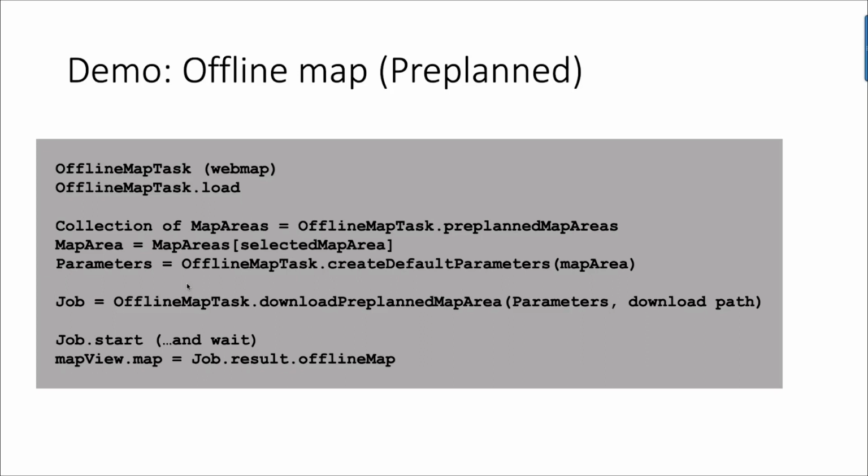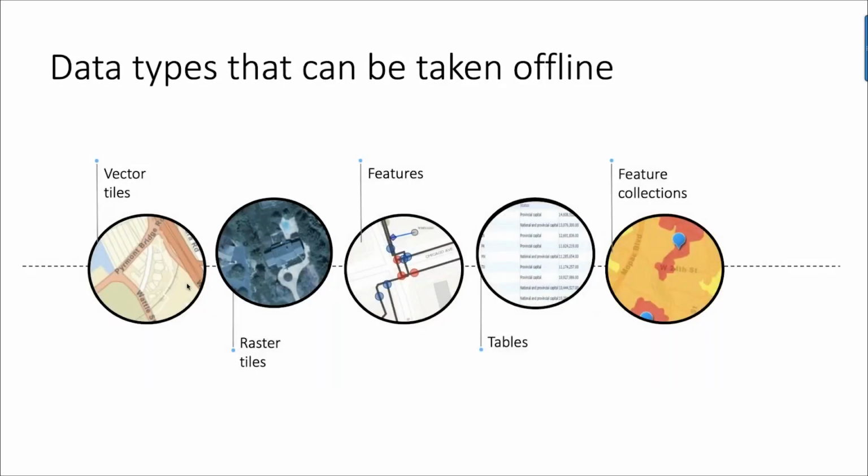And once you have that user interface and you've got things defined, the approach is very similar to the on-demand flow. We create an offline map task pointing at that web map again, only this time instead of getting parameters with an area of interest, we list those predefined map areas and we get parameters for one of those map areas. At that point, we just create that job again. We start the job, wait for its result, set the map view's map. So you can see how this pattern is starting to repeat itself.